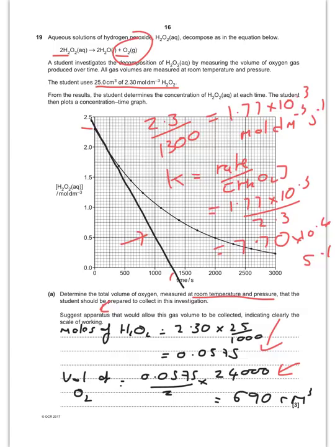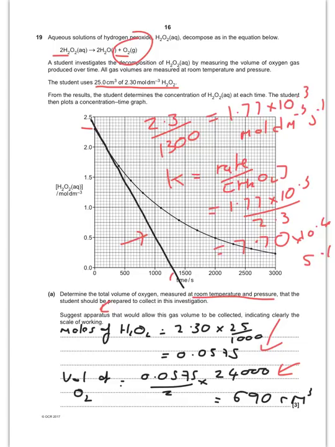You can then rearrange the rate equation. It's first order with respect to hydrogen peroxide, which I'll come on to in a minute. If you do that to find K, you will find K to be 7.70 times 10 to the minus 4 seconds to the minus 1.